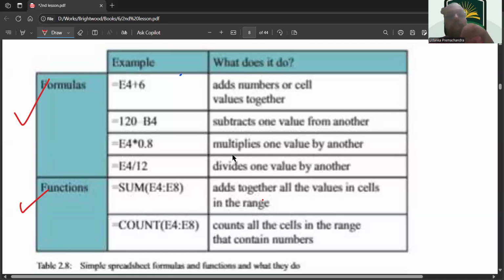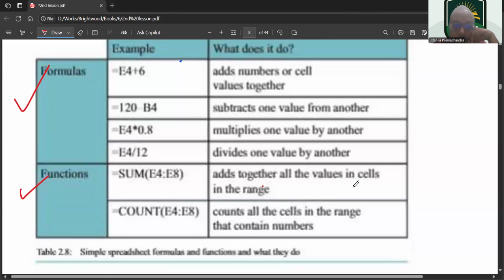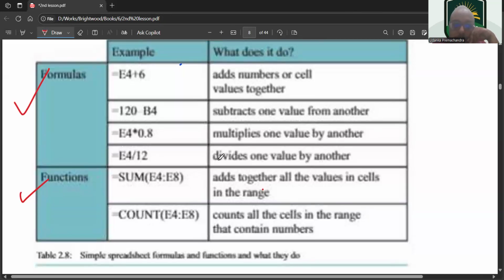You can write the formulas and functions there. I think you have already written formulas and functions. Finished, no? I have some examples to describe them: what the formulas are and what the differences from the functions are. Okay, that's about functions and formulas.